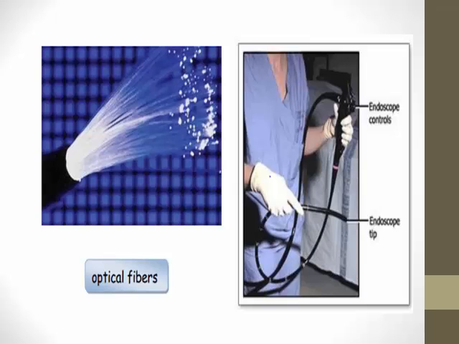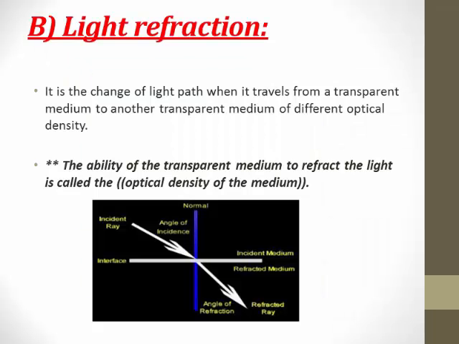Now we were talking about light refraction. What is the meaning of light refraction? It is a change of light path when it travels from a transparent medium to another transparent medium. So the important point is that there is a change of the light ray's path between two different transparent media. The difference between the media is a different optical density, so the difference between two transparent media depends on the density.